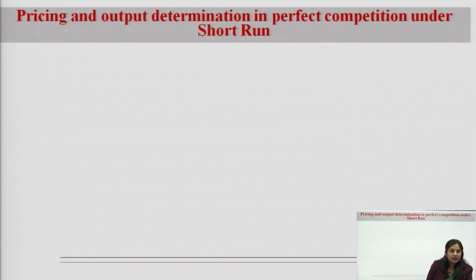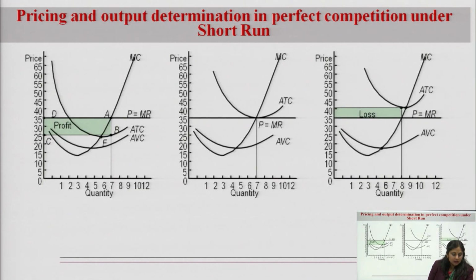So, this is how we have discussed how the price and output are determined in the short run. There can be three situations: supernormal profit, normal profit and supernormal losses.